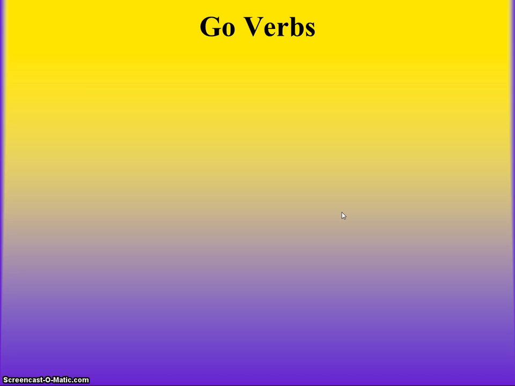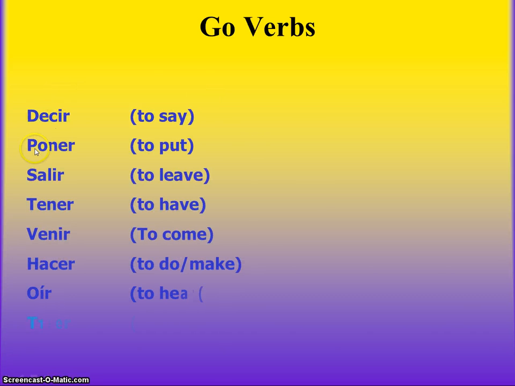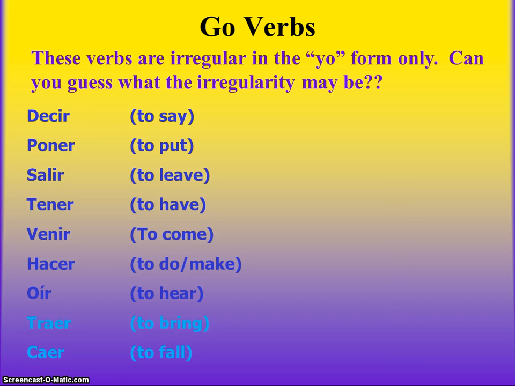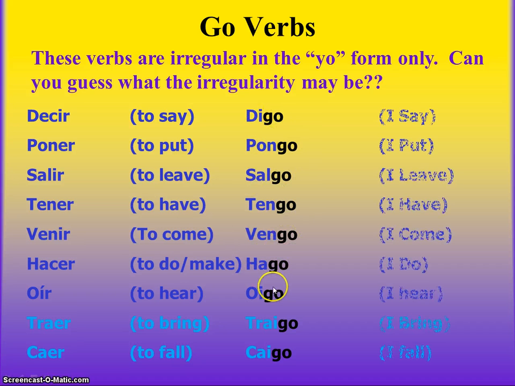Okay, we're going to first start off by talking about the go verbs. All of these verbs here, decir, poner, salir, tener, venir, hacer, oír, traer, caer, are all going to be irregular in the yo form only. Can you guess what the irregularity might be? Well, they are called go verbs for a reason. If you notice, all of them end in go.